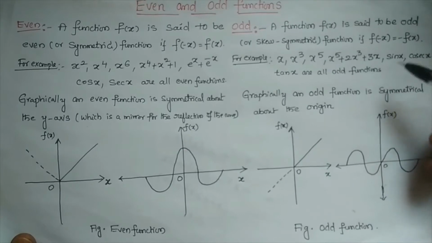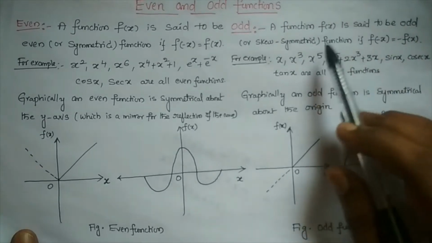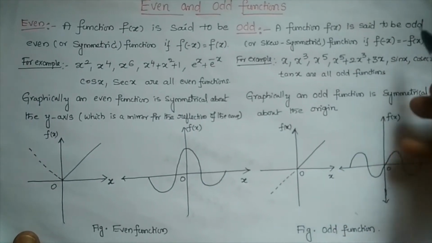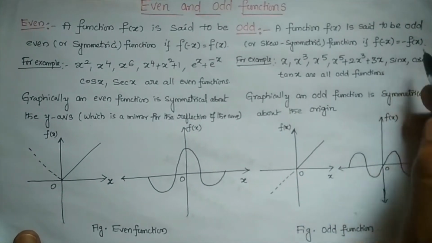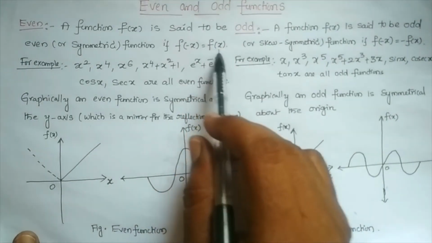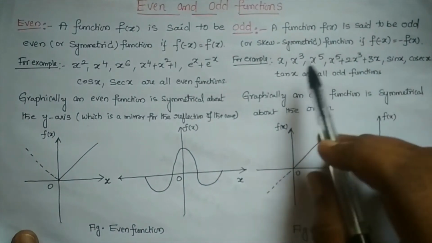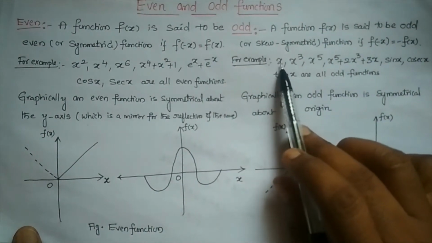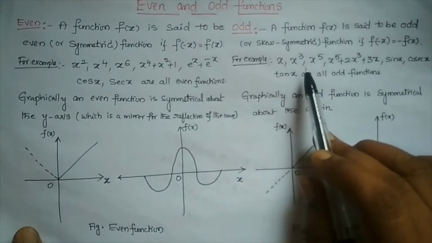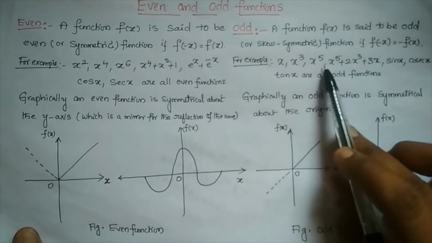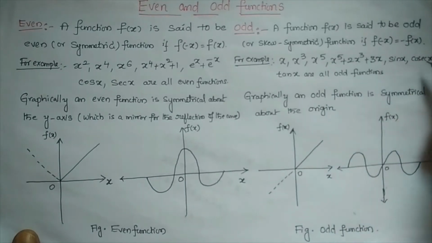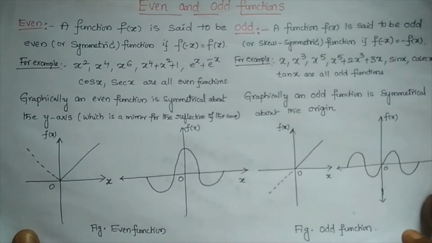And coming to the odd function, a function f of x is said to be an odd function or skew symmetric if it satisfies the condition f of minus x is equal to minus f of x. Here f of minus x is equal to f of x for even, and here minus for odd. The examples are x. Suppose f of x is equal to x, we replace x by minus x, it will come minus f of x. Likewise x cube, x power 5, x power 7, x power 5 plus 2x cube plus 3x, sin x, cosecant x, tan x are all odd functions.